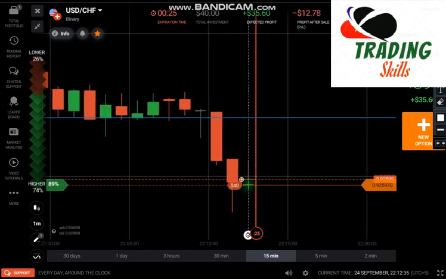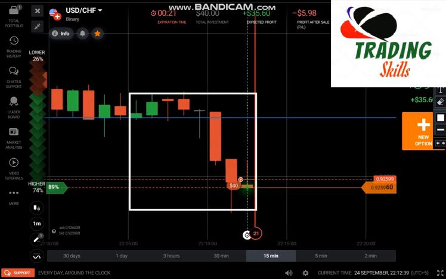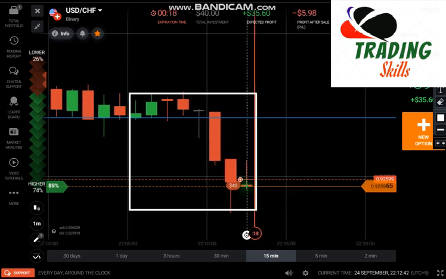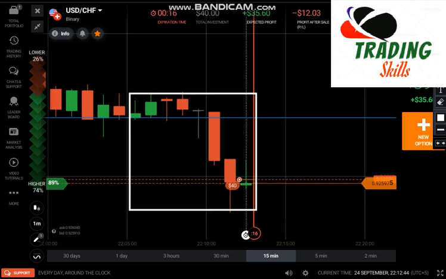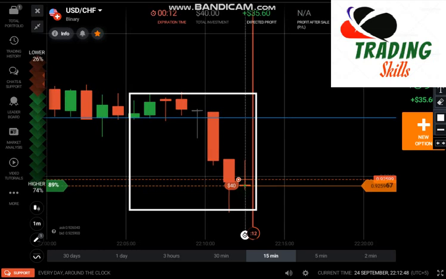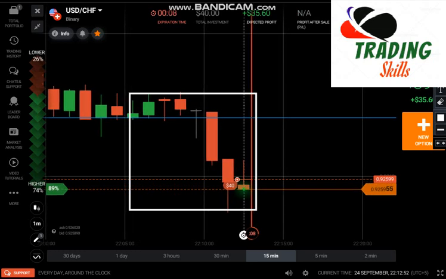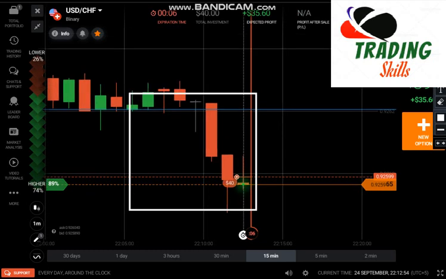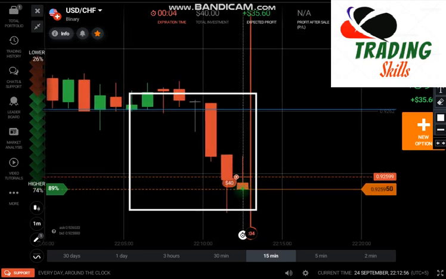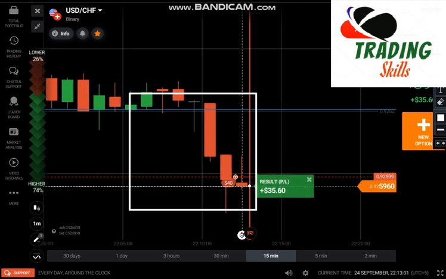I have started my trading from this area and I am covering each and every candlestick here, and you can see I am winning each and every trade also. So let's see what happens. I am 100% sure that the candle will close below my entry point. So you can see it also closed as a bearish.